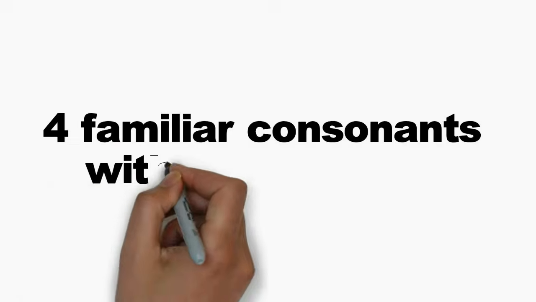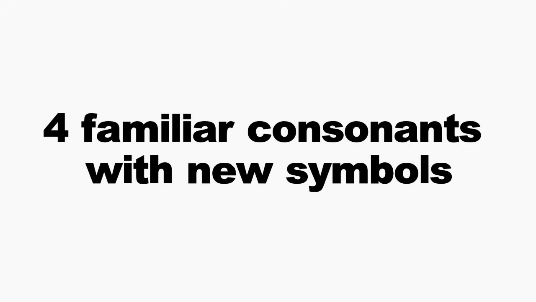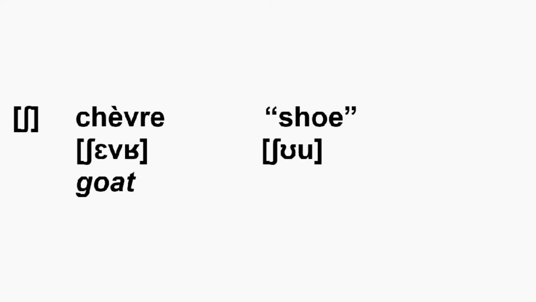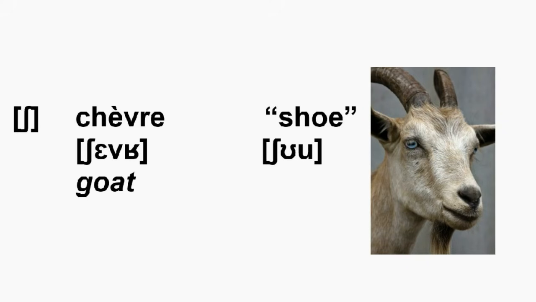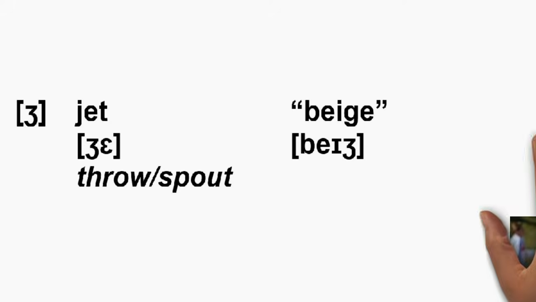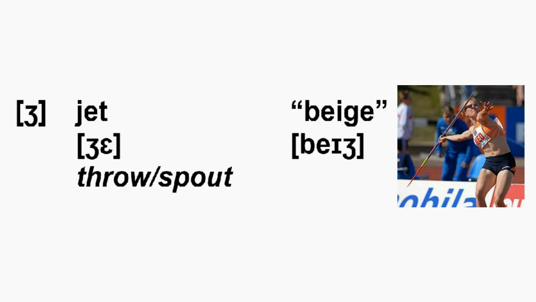Next, we have 4 characters that will look new, but sound pretty familiar. The first one is sh, as in chèvre. It's a funny-looking S, and it's the exact same sound as in English's shoe. The second one is je. It's a scripty-looking Z, as in j'ai. English uses this same sound in words like beige.